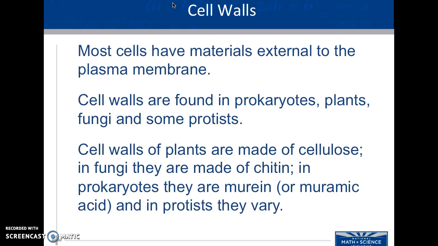Most cells have material external of the plasma membrane. Cell walls are found in prokaryotes, plants, fungi, and some protists. Cell walls of plants are made of cellulose, and in fungi, they are made of chitin. In prokaryotes, it's muramic acid, and in protists, they vary a lot. Animal cells are the cells that do not have cell walls. If you remember, we have a cell membrane. Again, the best way to remember this is that walls are often very rigid or more solid, whereas our cell membranes are a little bit more flexible.